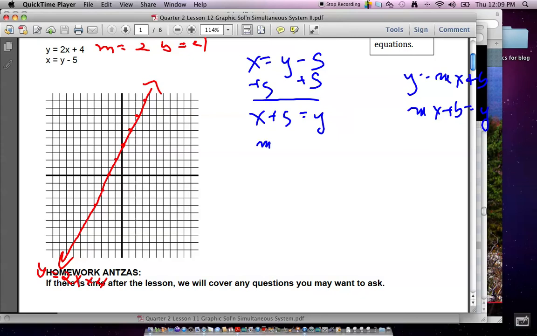What's the slope here? What's the slope, everybody? 1. And what's the y-intercept? 5. So I go up to 5, and I plot my point, and then I go up 1 over 1.